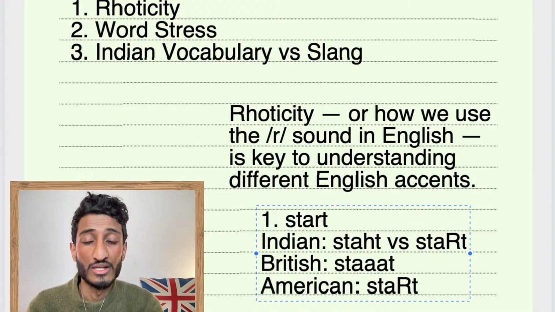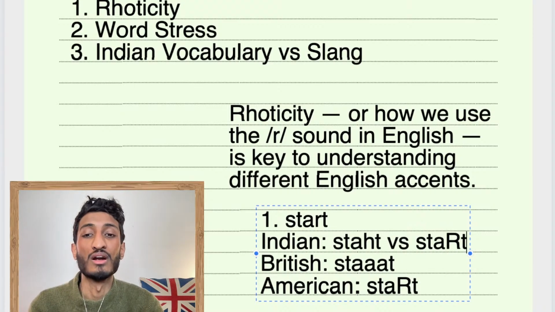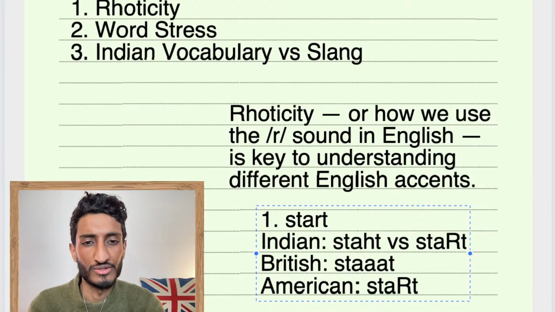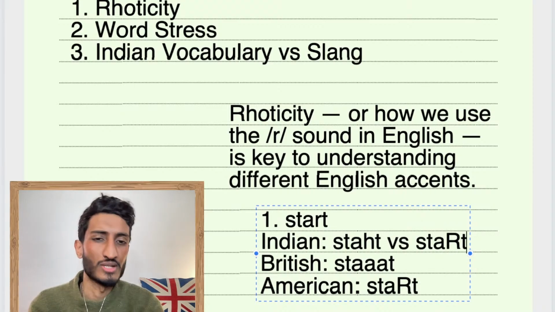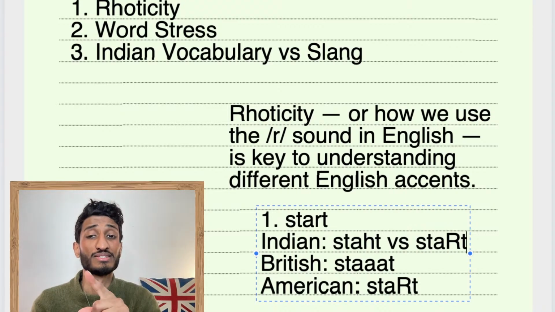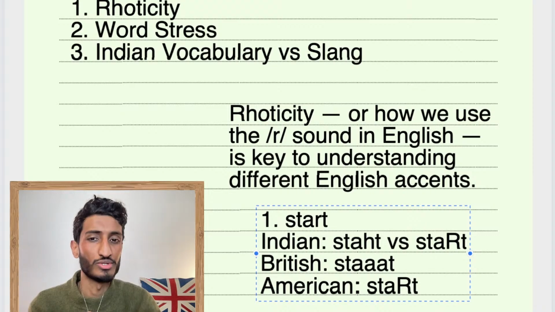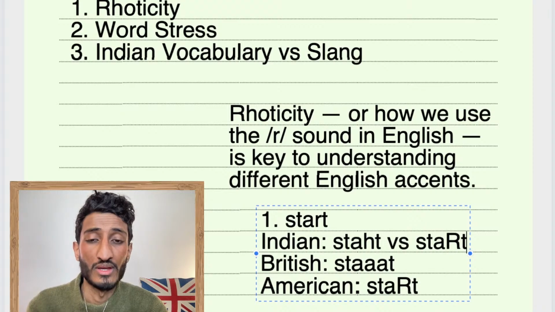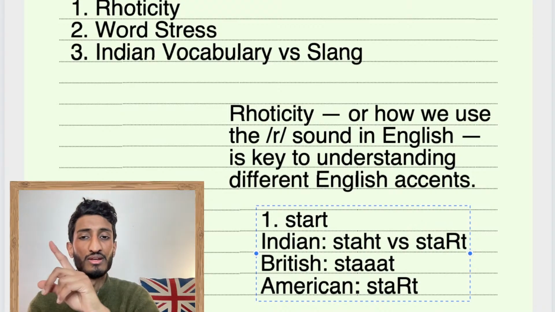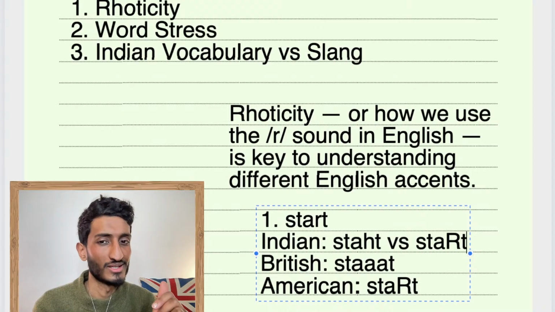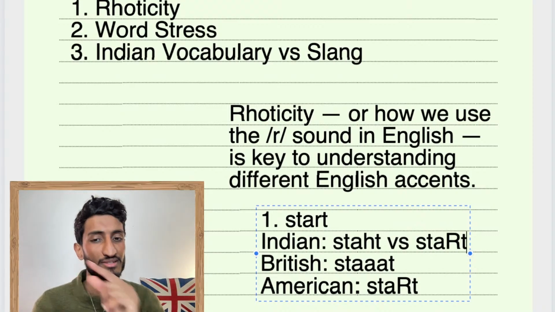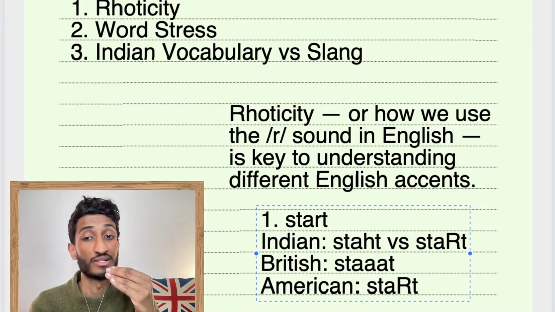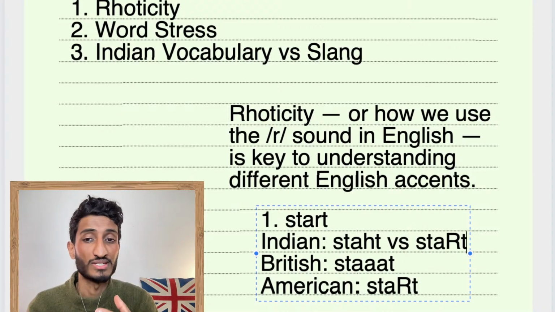They go start, start, start. You can already hear the R sound. But in British accent, we actually get rid of it. It's non-rhotic. So we get rid of the R sound completely. So we just say start. Listen to start, start. So we don't want to curl our tongue at all if you're trying to sound British.